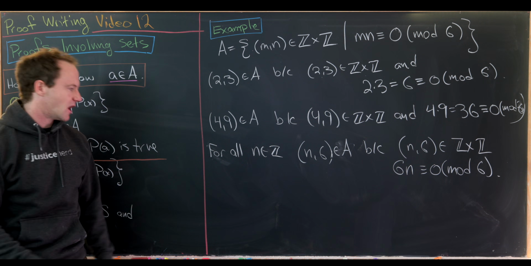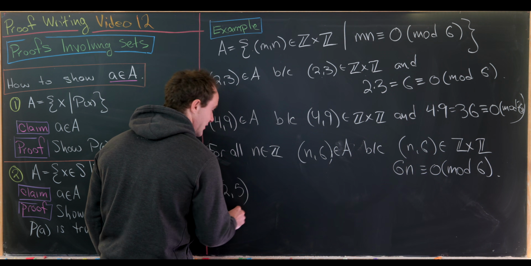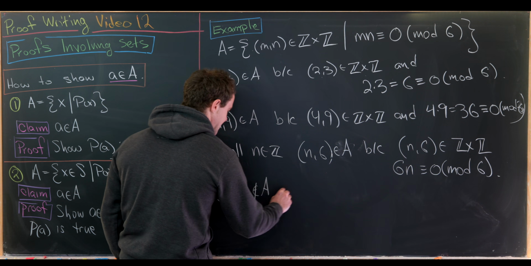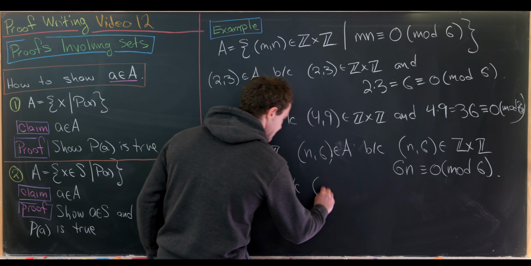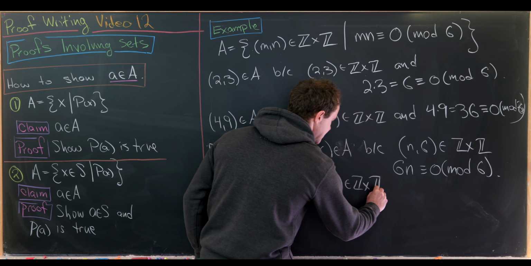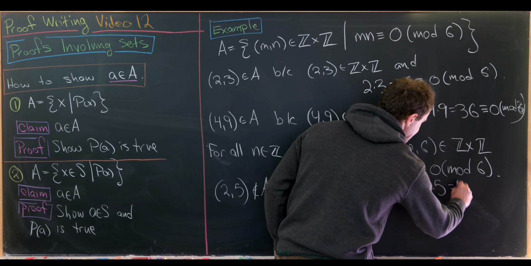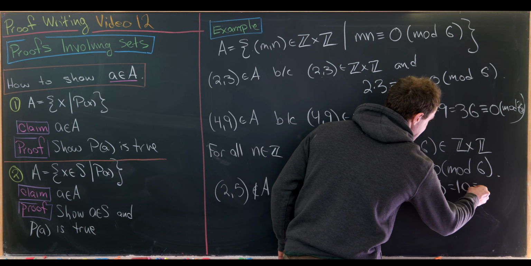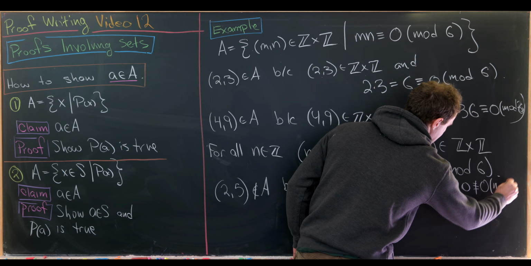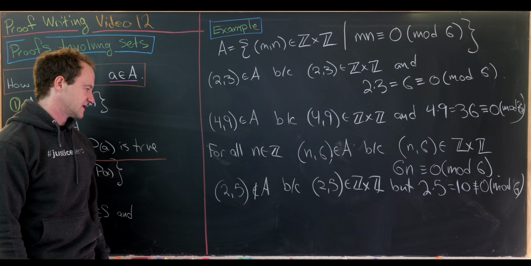Now let's look at a non-example. Let's notice that the ordered pair (2, 5) is not inside of A, and that's because (2, 5) is in Z cross Z, but 2 times 5 is equal to 10, which is not congruent to 0 mod 6. In fact, it's congruent to 4 mod 6.